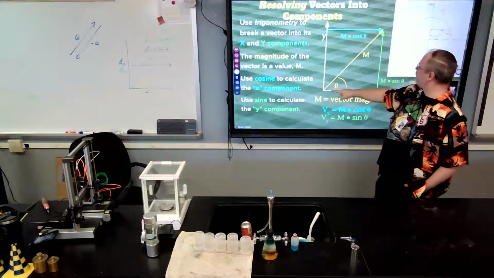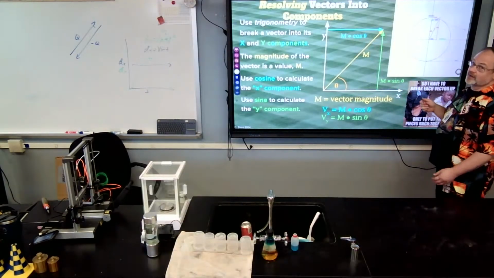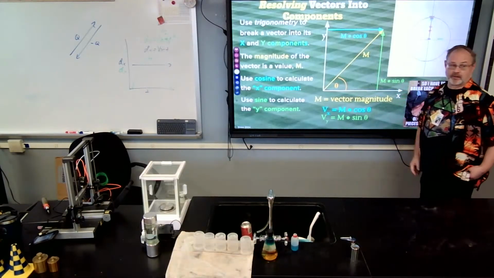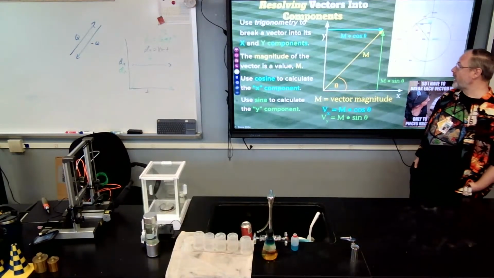I can take this vector and translate it down, because translating a vector doesn't change anything. So the x-ness of that vector is m cosine theta, and the y-ness of that vector is m sine theta. That's going to be really important because we can come back to it.